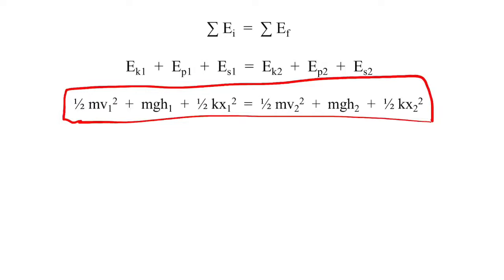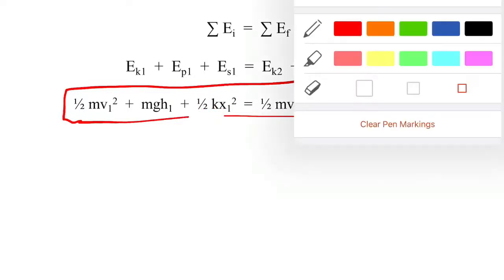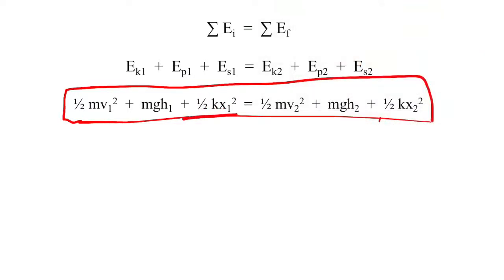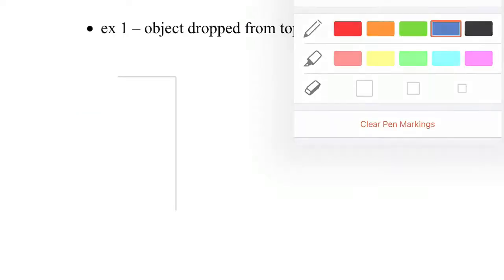So if there's no spring, even in the situation you're looking at, then you just completely get rid of that, right? So though this looks gross right now, please don't be intimidated by it, because it's very, very unlikely that your final and your initial moments will have all three types of energy. So, for example, let's start with one that you probably went over in grade 10. You drop something from the top of a cliff.